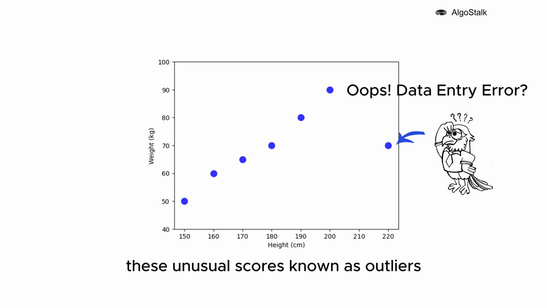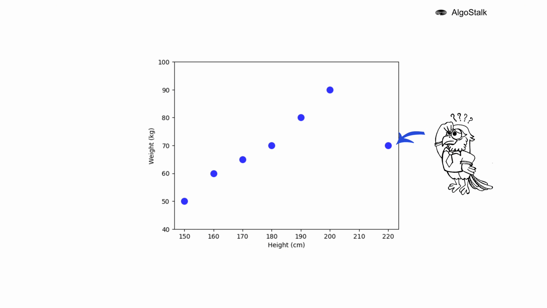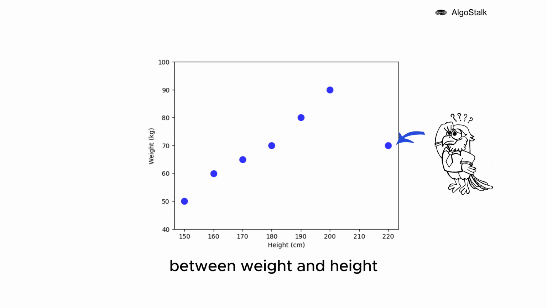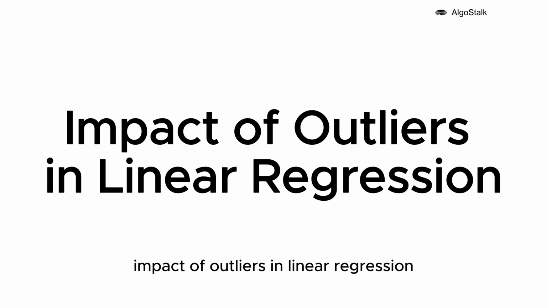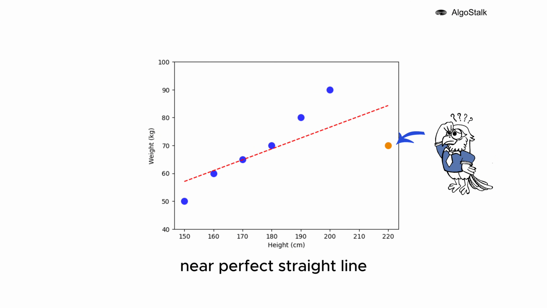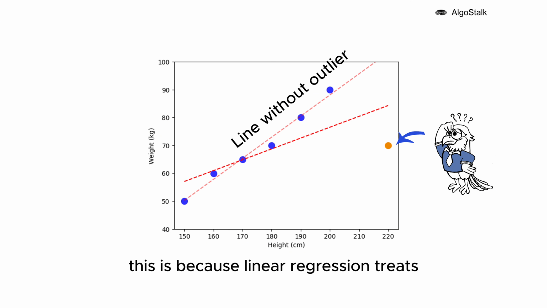Oops. These unusual scores, known as outliers, can throw off our entire analysis. They can give us a misleading picture, making it harder to find the real relationship between weight and height. Impact of outliers in linear regression. The presence of one outlier has skewed our otherwise near-perfect straight line. This is because linear regression treats each point in the same manner, thus is prone to data impurity.